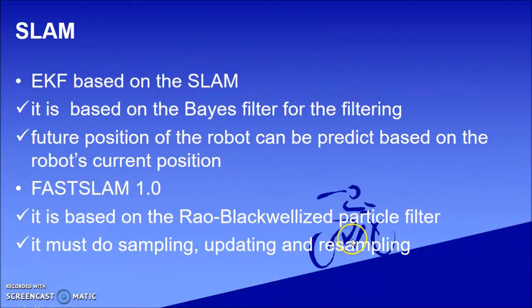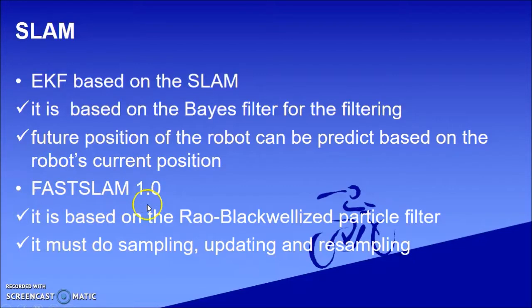The other one is SLAM. SLAM has 2 types. The first type is EKF-based SLAM. The other one is FastSLAM 1.0. It's based on the EKF-based SLAM. It's based on the Bayes filter for filtering. The future position of the mobile robot can be predicted based on the robot's current position. This is the main point of EKF SLAM.